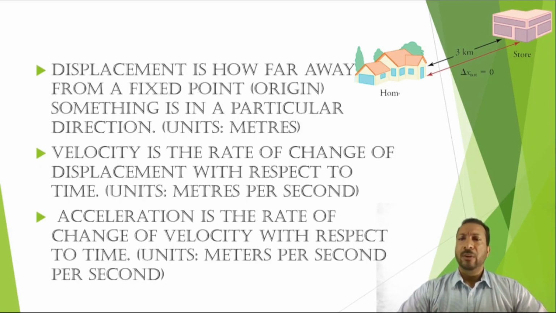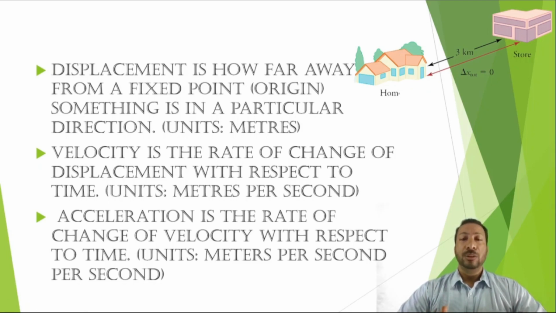Well, if we look at our diagram here, imagine that you left your home and you walked 3 kilometers to the store, and then you walked 3 kilometers back home. Your distance traveled would be 6 kilometers. It would be simply 3 plus 3. However, your displacement would be 0, because you traveled 3 kilometers in one direction, so that would have been a positive 3, and then 3 kilometers in the opposite direction, that would have been a negative 3 kilometers.